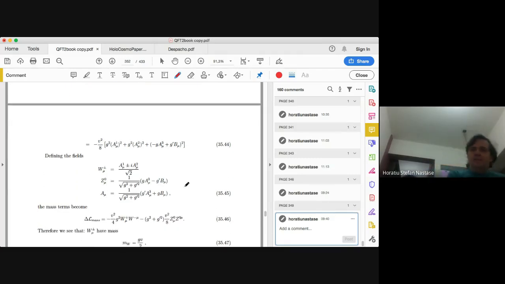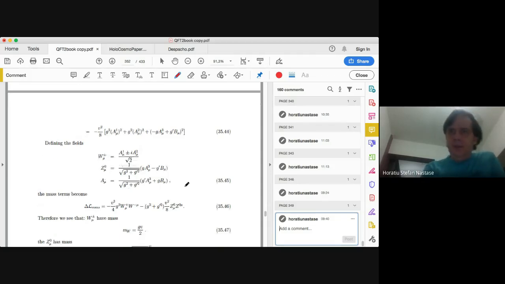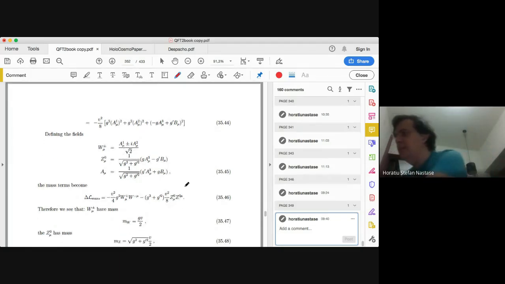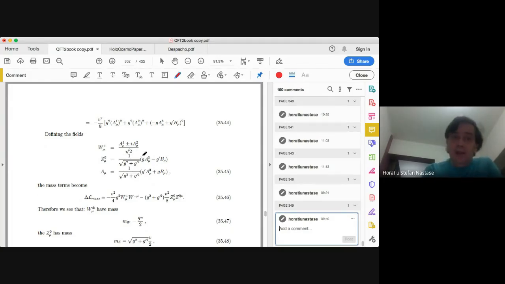So we see now that in order to make a connection with the physical experimental case, I define the fields W plus minus to be a combination of these two terms, the combination corresponding to sigma plus and sigma minus, the Pauli matrices sigma plus, sigma minus. So W plus minus mu is A mu 1 plus minus i A mu 2 over square root 2.